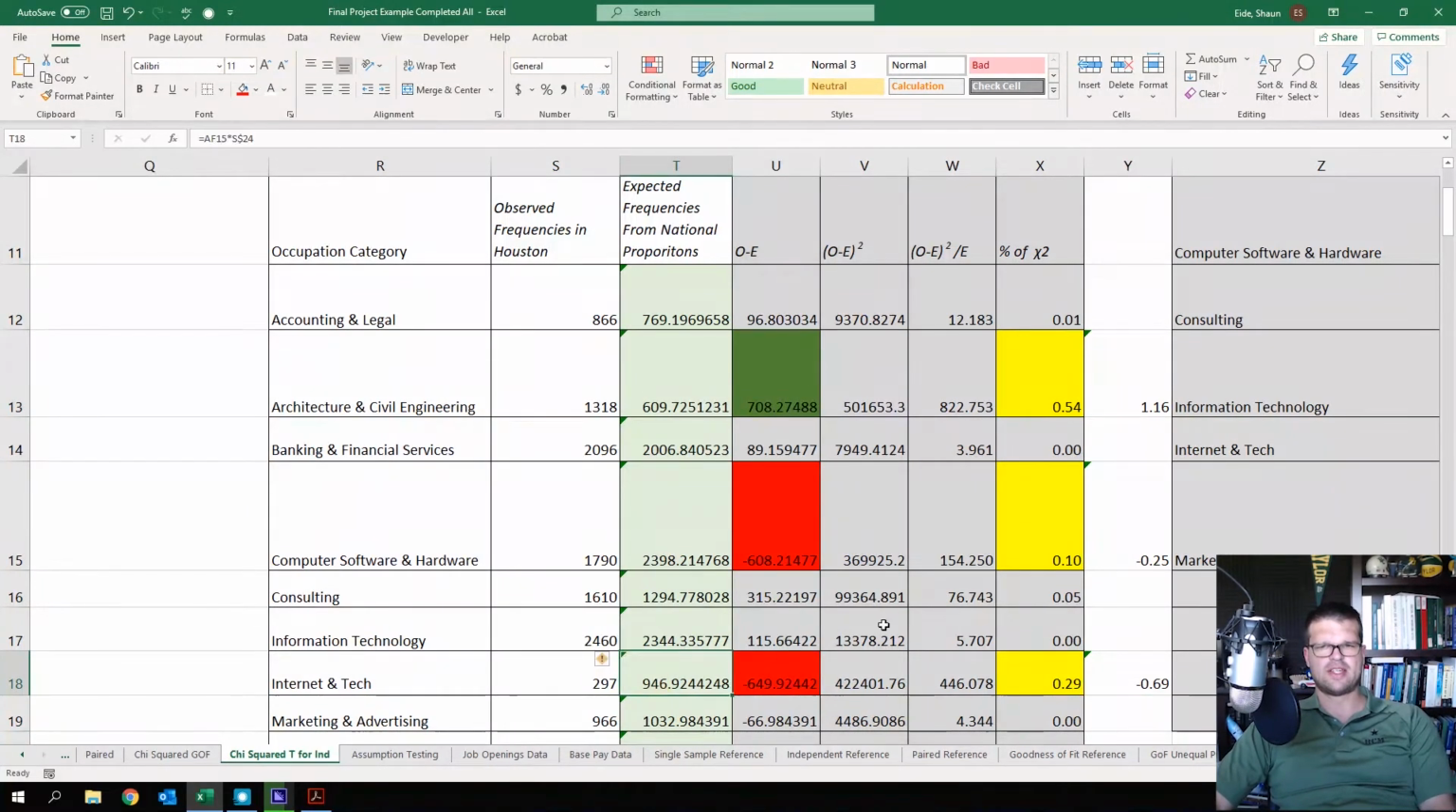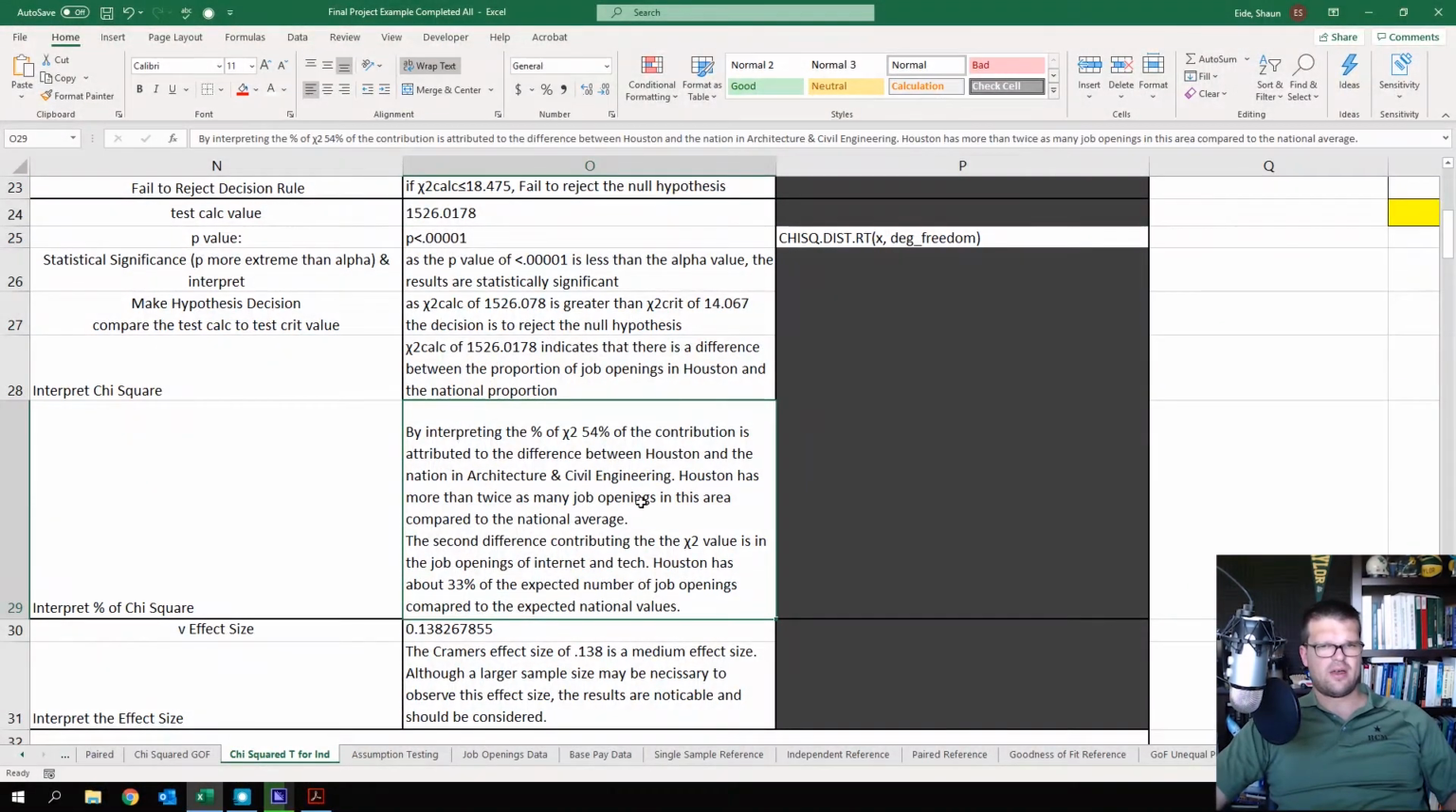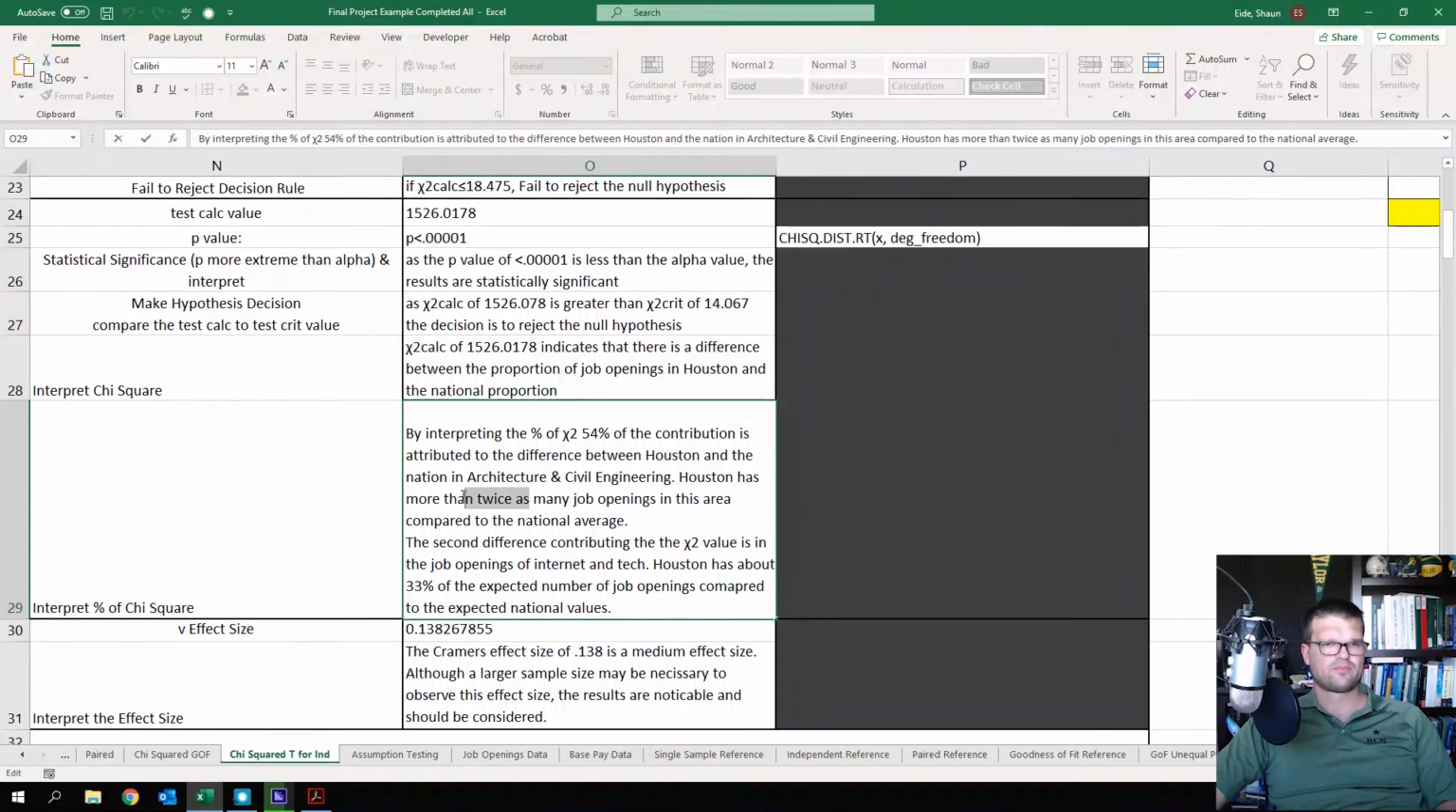for internet and tech, which that's a really big deal, right? 69% less, 116% more, and 25% less than what was expected. And so those are things that you can write in here. So more than twice as many job openings in the area compared to the national average, or more specifically, Houston has 116% more job openings in this area compared to the national average.